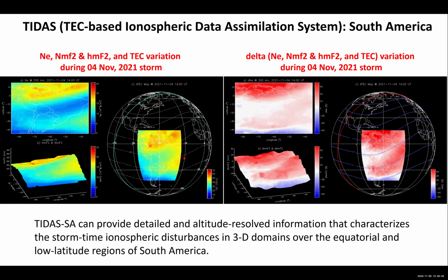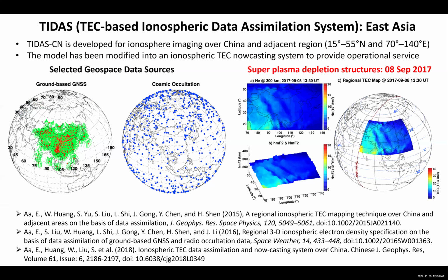Last but not least, we also have TIDAS over the East Asian sector. The data source is pretty much the same. These are the ground-based GNSS receivers. The red dots are the receiver locations, and the green lines are the IPPs, the ionospheric piercing points. And we also use the COSMIC data. And here is an example on September 8th, 2017.